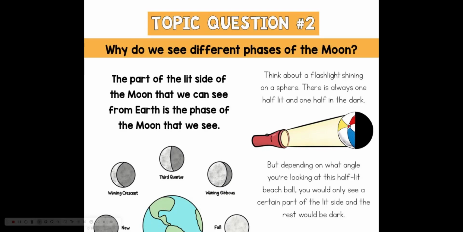If you're on the opposite side, where you're facing towards the flashlight, your side of the beach ball will not be lit up at all, and it'll look like the beach ball is completely dark. And then if you're at a right angle from the flashlight and the beach ball, it will look like half of it is lit up and half of it is dark.